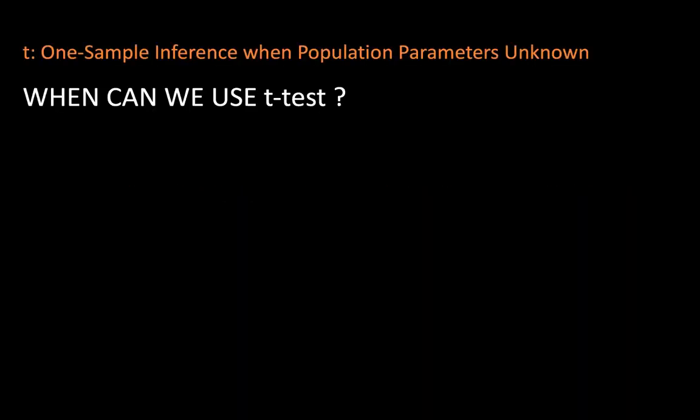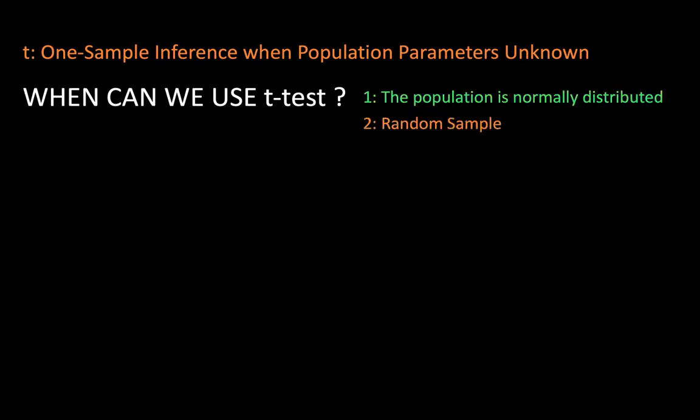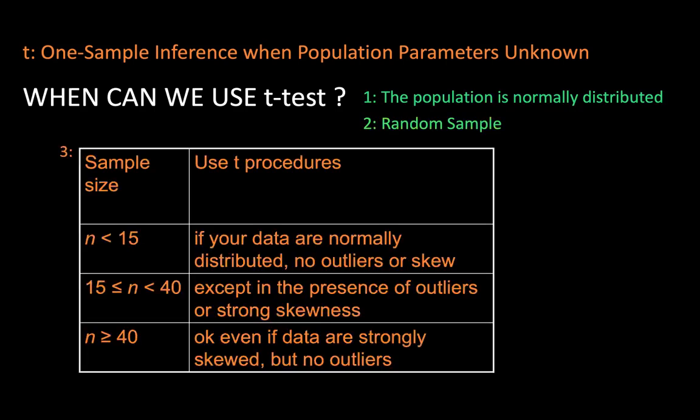So when can we use the t-test? Well, first, the population has to be normally distributed. Secondly, the sample has to be a random sample. And thirdly, the sample size. We'll be talking about the sample size of when we can use procedures.